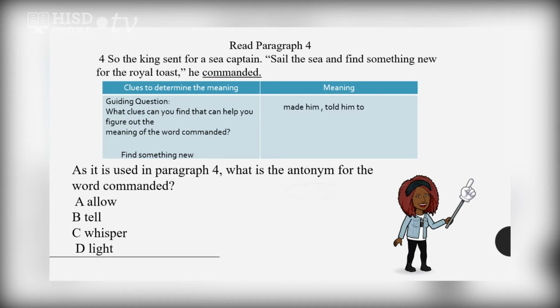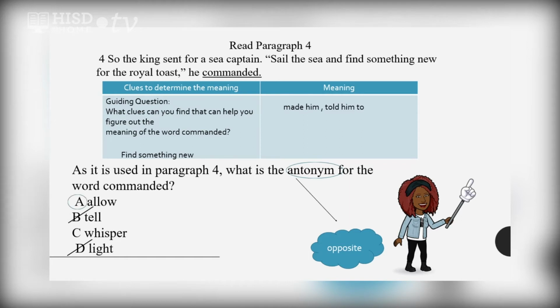So we wanted to figure out the antonym, which we know means opposite, for the word commanded as it is used in paragraph 4. I eliminated answer choice B, to tell. He was telling him to do something, and so that's a synonym. We're looking for an antonym, something that is the opposite. The next one I got rid of is D, light. That just doesn't necessarily make sense in this sentence. He light, yeah, that just doesn't make sense.